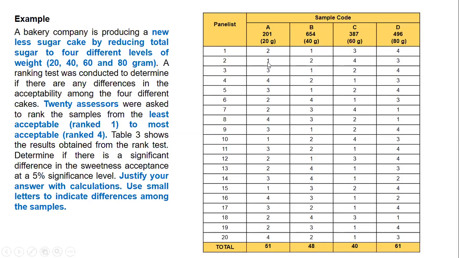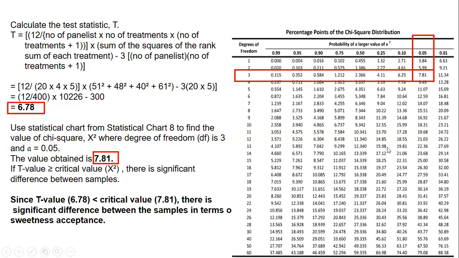As always, you collect the sensory form, and then tabulate the data into this table so that it is easier for you to do the calculation. Sum up the score. If you look here, the score will range between 1 to 4 only. 1 is the least accepted, 4 the most accepted. So you sum up, and you get 51, 48, 40, and 61. And then we proceed to the calculation.